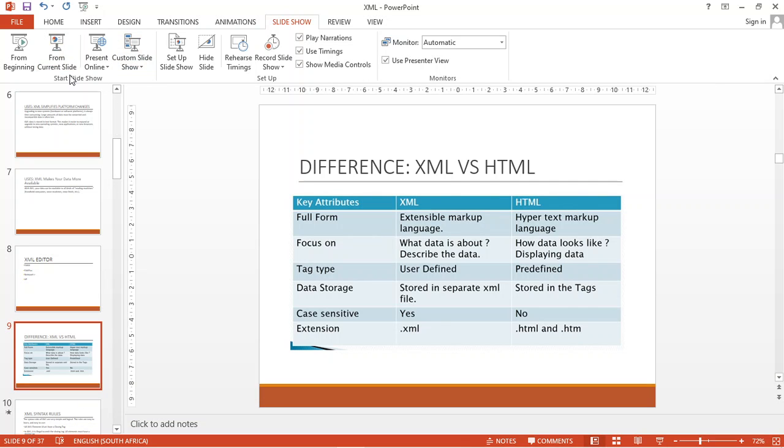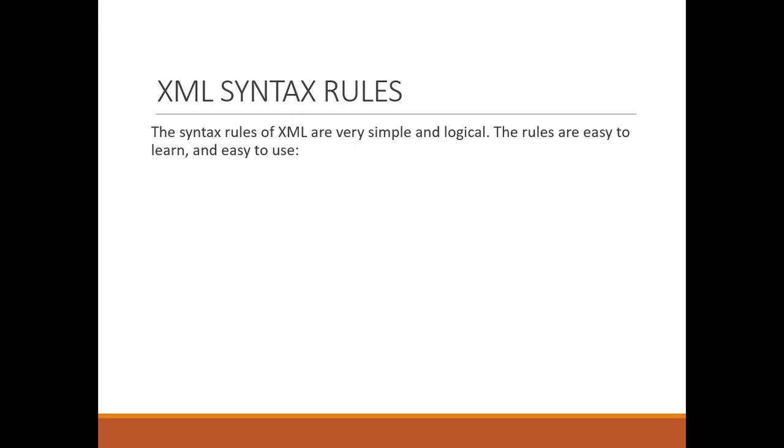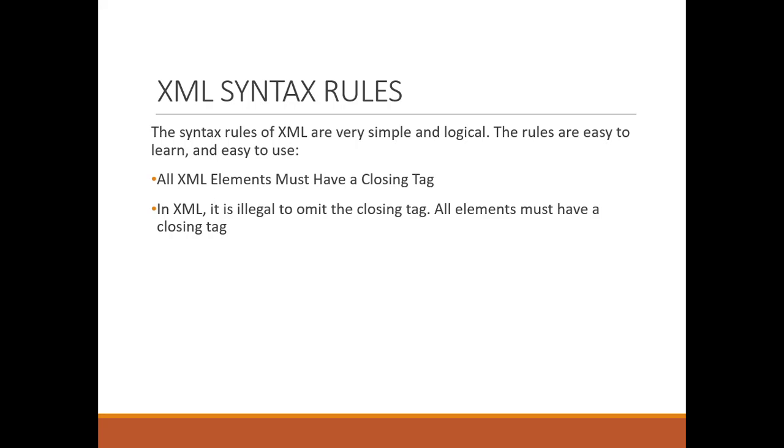XML syntax rules. So somebody might ask, what are the rules for coming up with my own tags in XML? Let's look at the XML syntax rules. The syntax rules of XML are very simple and logical. The rules are easy to learn and easy to use. One of the rules is that all XML elements must have a closing tag. So this you already know. Every opening tag should have a closing tag in XML. That is a must. If you only have an opening tag and you do not close it, it will give you an error. So rule number 1 is make sure that all your XML elements have an opening tag as well as a closing tag. Number 2, in XML, it is illegal to omit the closing tag. All elements must have a closing tag. So that is like the first point.